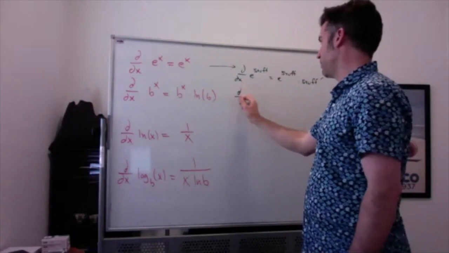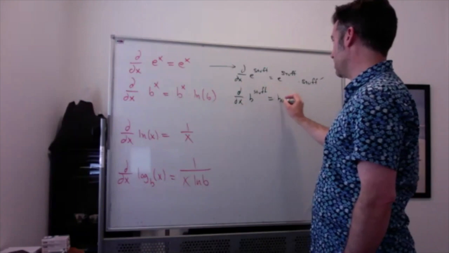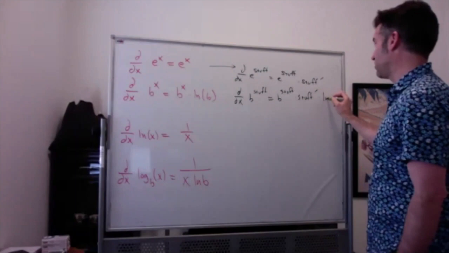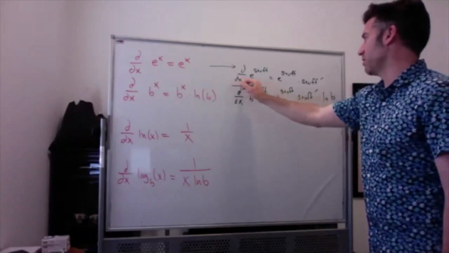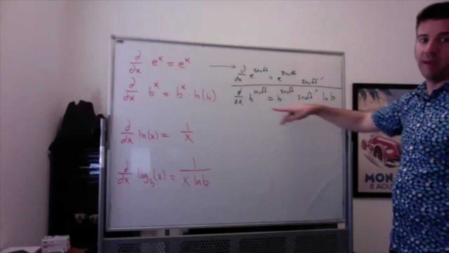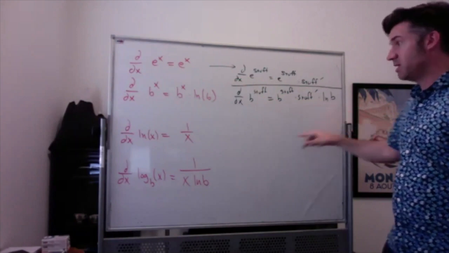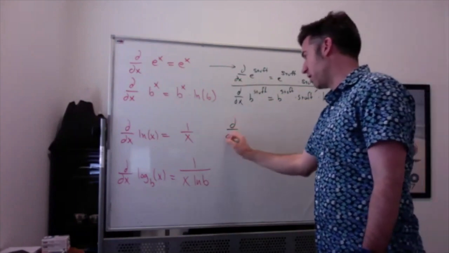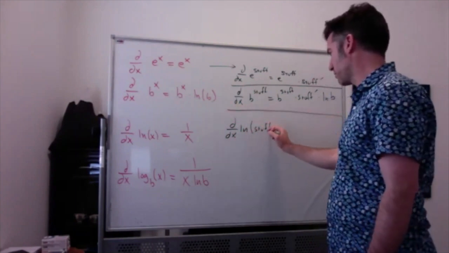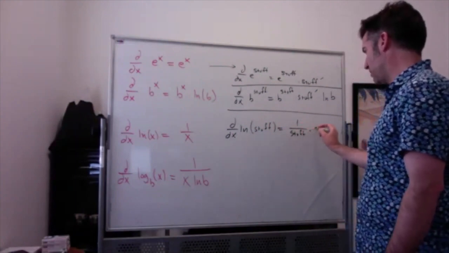The derivative of b to the stuff is b to the stuff times the derivative of stuff times the natural log of b. So this is looking a little messy. The only difference between e to the stuff and b to the stuff is that the bases are different, and for the b to the stuff one, you also have to multiply by a natural log of your base. Same idea here. The derivative of the natural log of some stuff is 1 over the stuff times the derivative of the stuff.